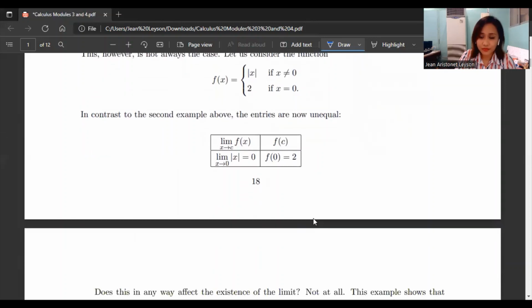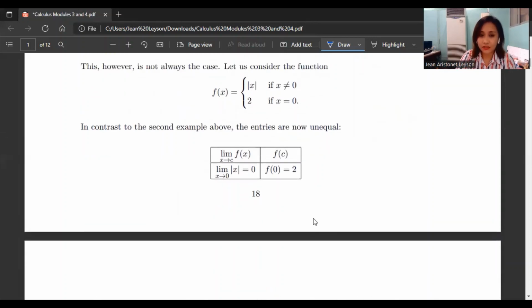This, however, is not always the case. Okay, it's not always the case that the limit of the function at C and the value of the function at C are or will be equal. So let us consider this piecewise function.